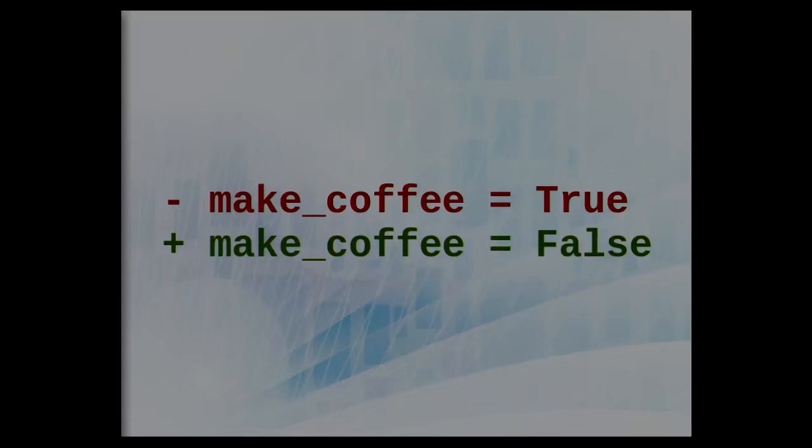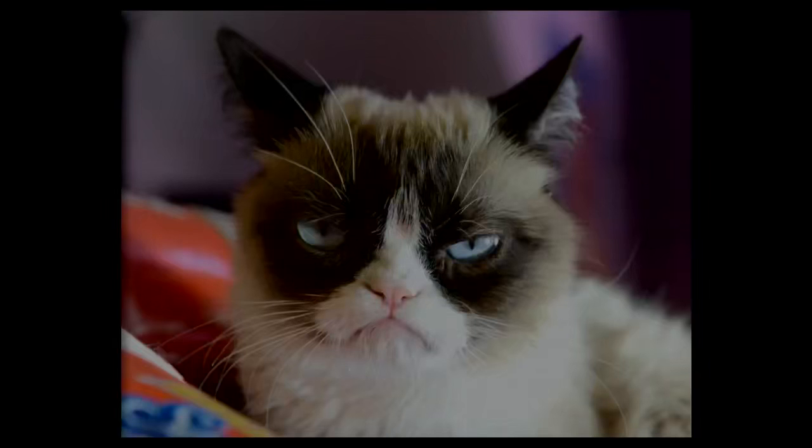Then another possible source of mutations is constant values. You can replace these values with something else. In this example, we replace true with false. And because it's very early in the morning yet, if we didn't have our coffees, we would be looking like this.